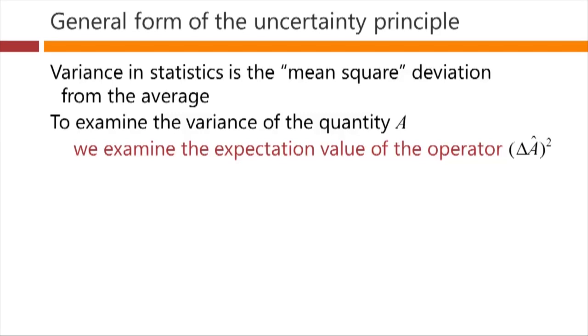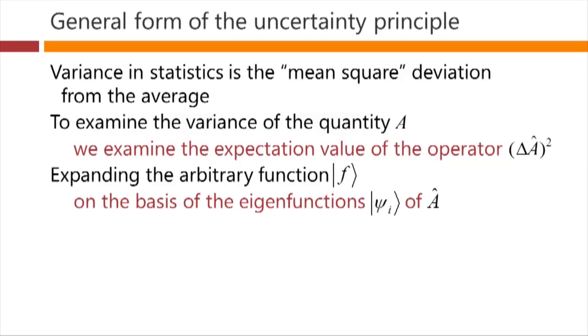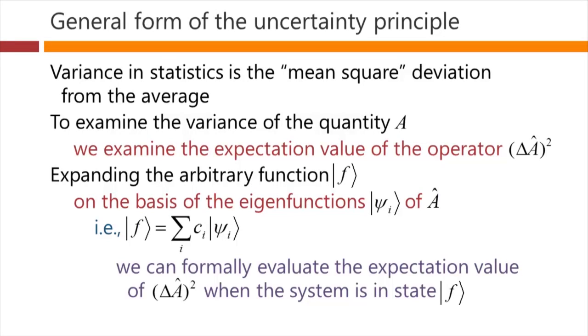And let's just check what this does for us. So we're going to expand our usual arbitrary function f on the basis of the eigenfunctions psi i of A, the operator representing the physical quantity. So as usual, we perform our expansion here. And we're going to formally evaluate the expectation value of this operator when the system is in this state F to check out what it does for us.